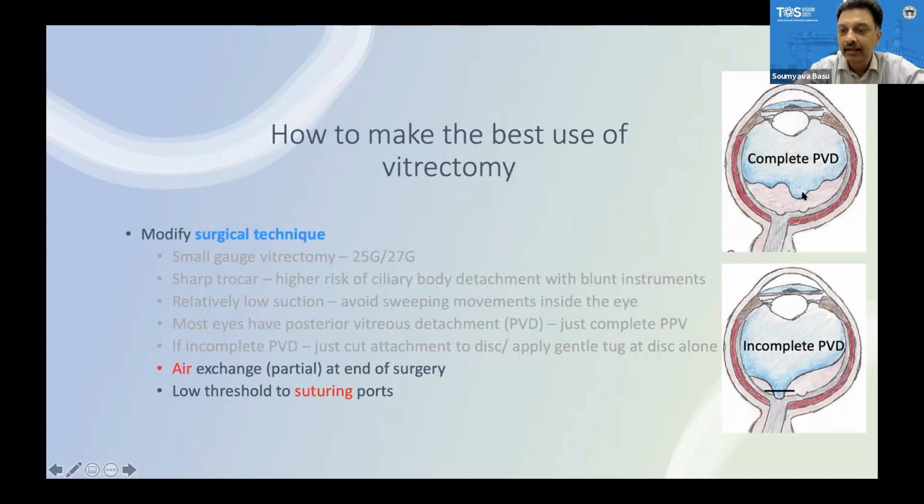You can see the picture on top is of complete PVD where you just finished the vitrectomy without inducing anything else. And in incomplete PVD, you are able to cut in this area and finish your job. It's better to do an air exchange at the end of surgery. It prevents leakage from the port, and have a very low threshold for suturing the port, whatever gauge of vitrectomy you're using, because leakage from the side is the most important problem that you have after doing surgery.